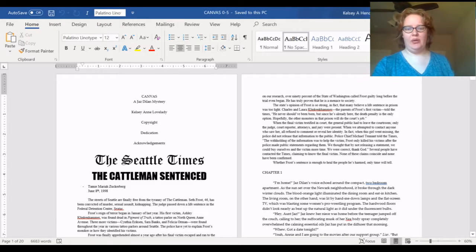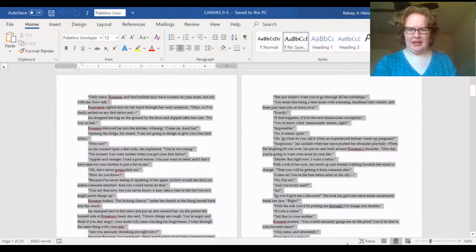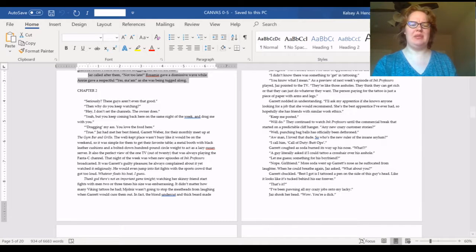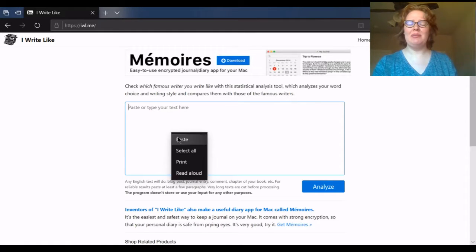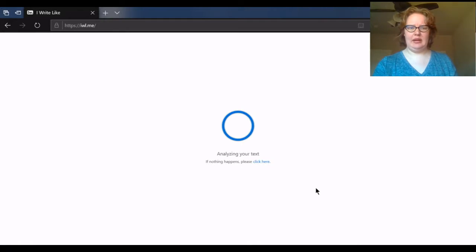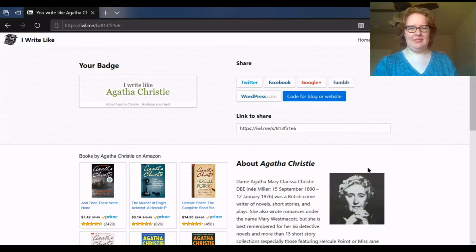Okay, so now I'm gonna do Canvas. And actually, now that I think about it, the prologue of Canvas is supposed to be in the style of a news article, so I might plug that in separately and see what happens. Analyze, what do we got? Agatha Christie! That's the best thing I could hear for my murder mystery book.